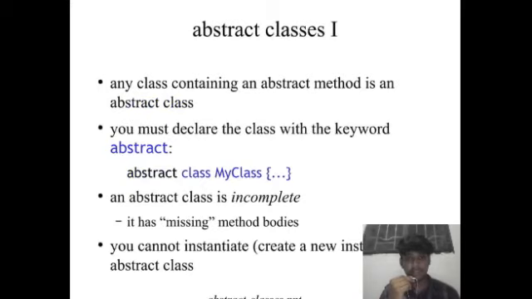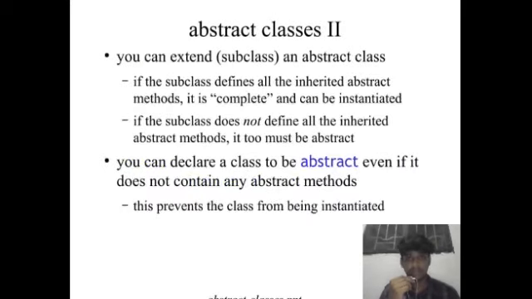Abstract class MyClass. An abstract class is incomplete because it is missing method bodies. You cannot instantiate, that is, create a new instance of, an abstract class. The subclass that defines all the inherited abstract methods is complete and can be instantiated. Another subclass does not define all the inherited abstract methods. You can declare a class to be abstract even if it does not contain any abstract method. This prevents the class from being instantiated.